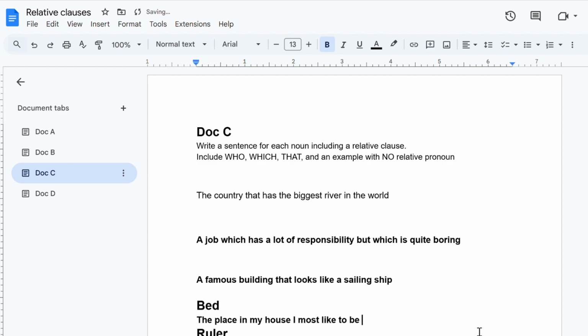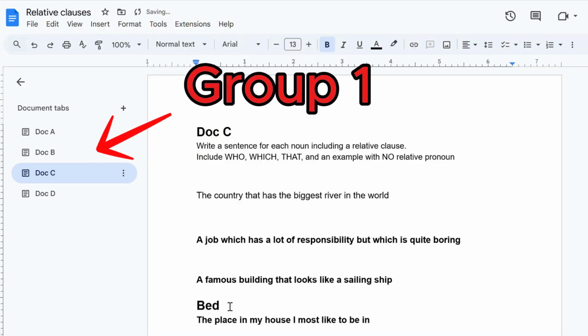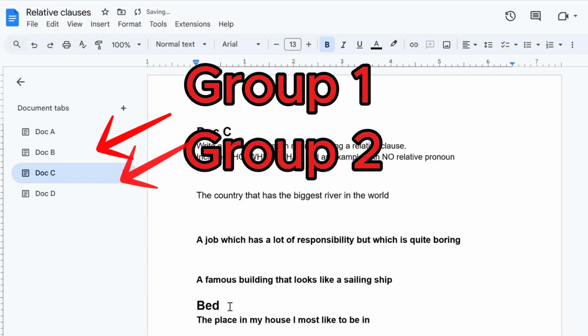When they've finished, you then ask groups to swap papers. Group 1 now link to Doc B, etc. In the same breakout room, they then try to guess what the noun is and write their group answer on the doc. Give them a time limit.